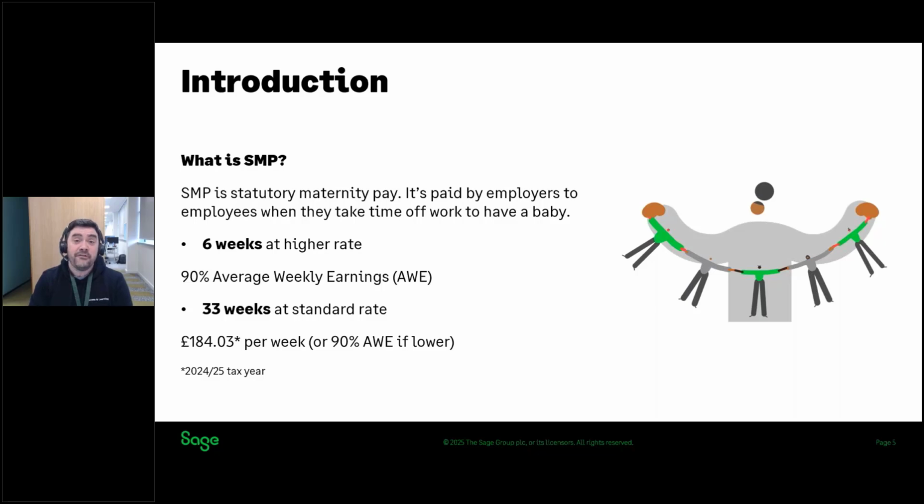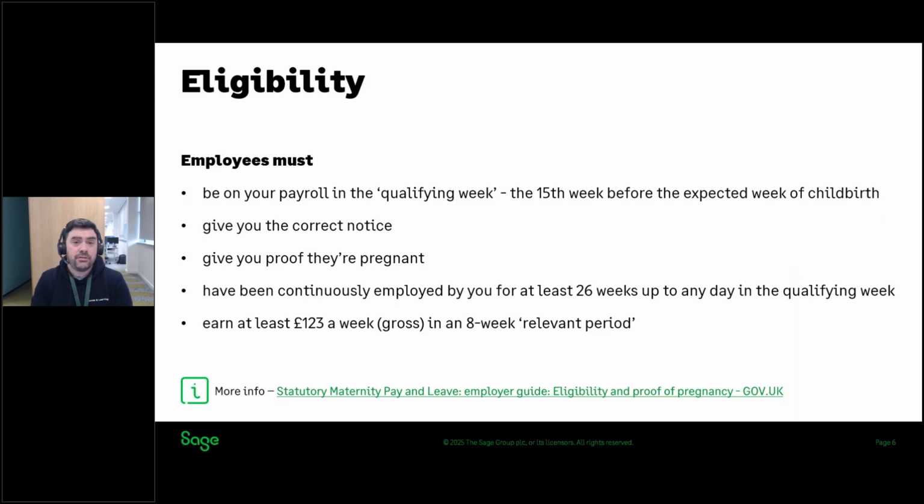Now, to qualify for the payment, the employee must be eligible. So I'll just run through the main eligibility points. You can read more on these on the gov.uk website. So an employee must be on your payroll in the qualifying week, that is 15 weeks before the baby is due. They need to give you the correct notice, so 15 weeks to notify that they're entitled to maternity leave and pay, and 28 days notice of the date that they want to start their leave.